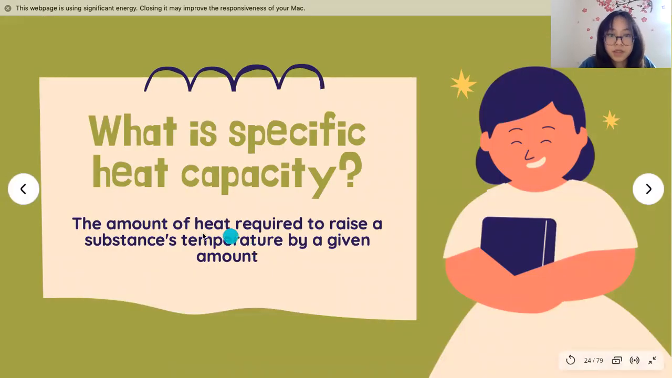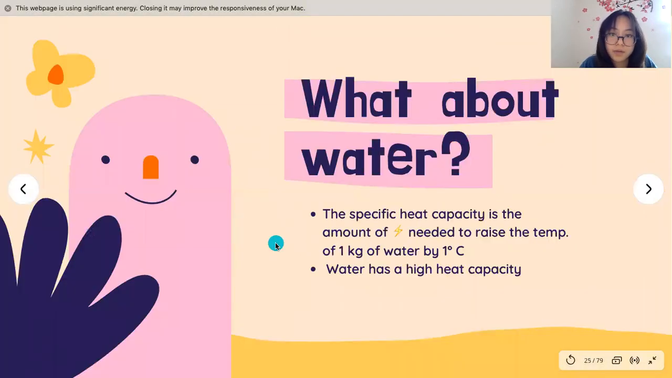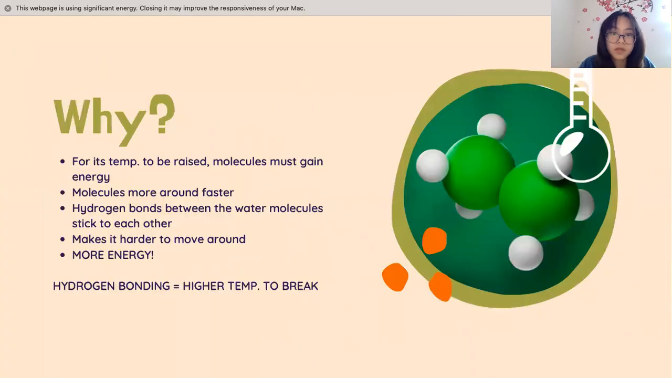So what is specific heat capacity? It's the amount of heat that's required to raise a substance's temperature by a given amount. So water's specific heat capacity is the amount of energy needed to raise the temperature of 1 kilogram of water by 1 degree Celsius. Water has an extremely high heat capacity because of its hydrogen bonds. It needs more energy to move around to break the bonds between them.